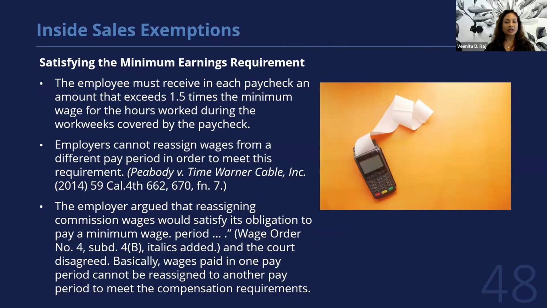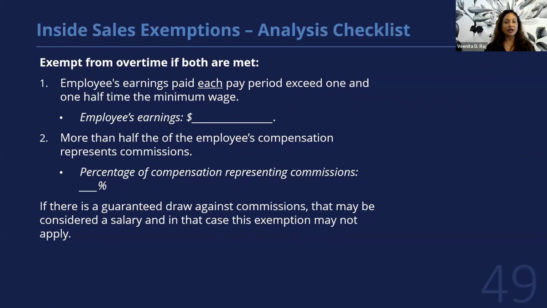In the next slide, 49, if both are satisfied, the employee would be exempt from overtime. So the earnings paid per period exceed 1.5 times the minimum wage, and the compensation represents more than half commissions. Note that if there is a guaranteed draw against commissions, DLSE or the court considers that earnings are not in fact commissions, but instead a salary. And in that case, this exemption may not apply. That employee would be due overtime pay unless some other exemption applies.